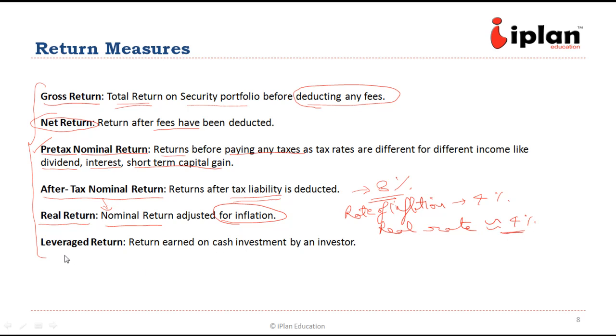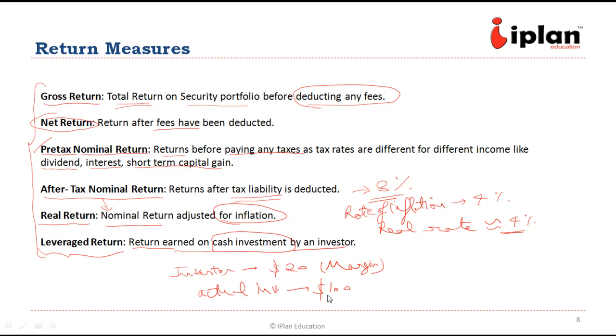Finally, we have the leveraged return. This is the return which is earned on the cash investment by an investor. Sometimes the investor has paid, for example, only $20 as margin, while the actual investment was of $100. So the investor has only paid the margin. This was the cash investment, but the actual investment was higher. So due to this leverage, the return on this cash will be higher.